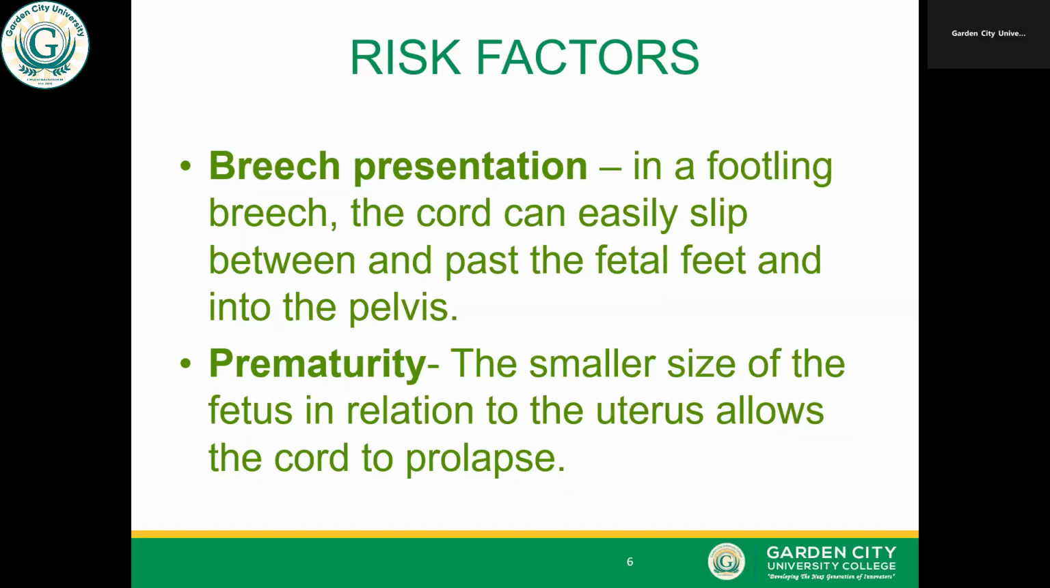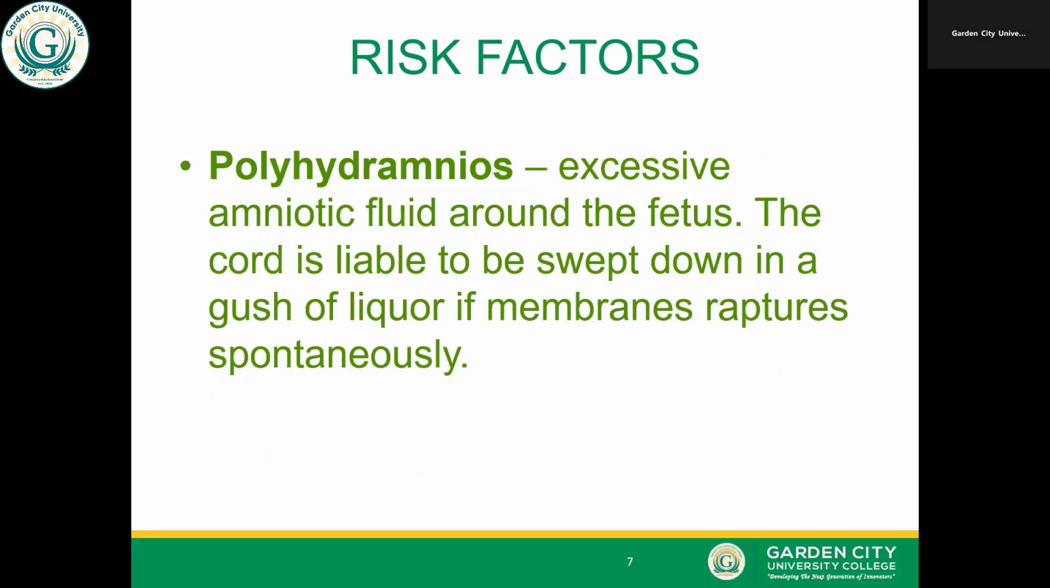We also have breech presentation, especially in footling breech. The cord can easily slip between and then pass the fetal feet and into the pelvis. It can happen in any type of breech, but it is mostly common in the footling breech. Then we have prematurity. Because of the smaller size of the fetus in relation to the uterus, it allows the cord to prolapse because the baby is small.